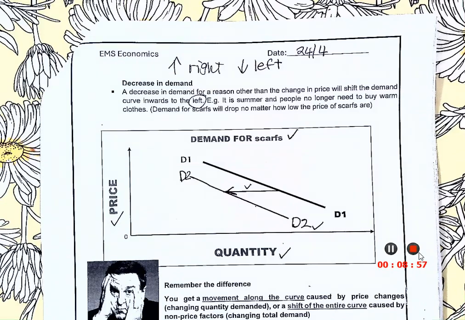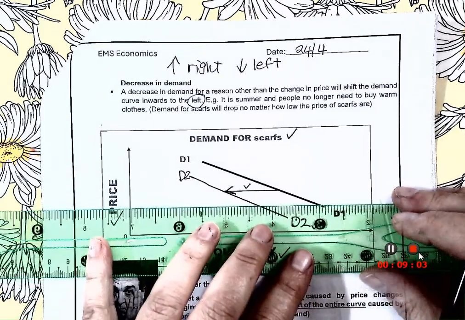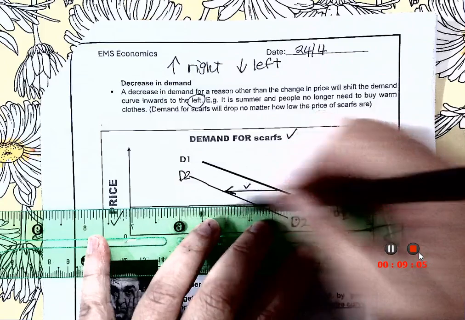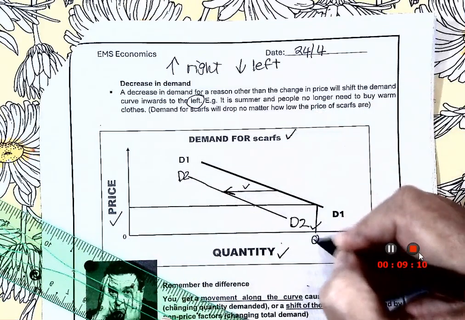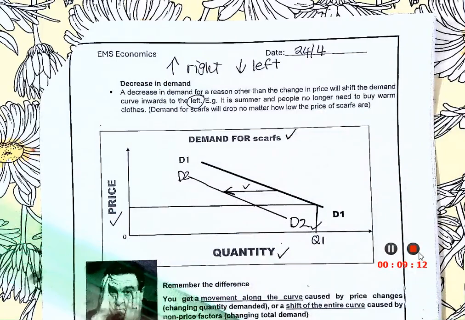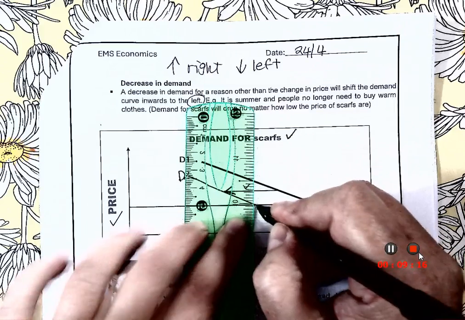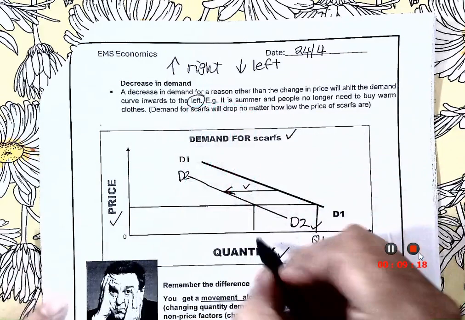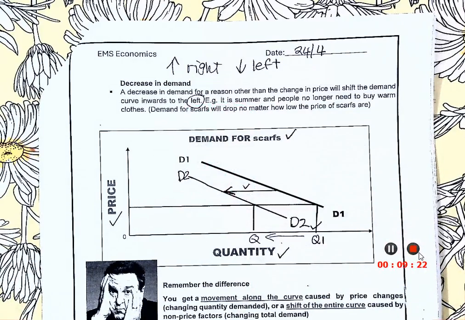And now let's see if this is true. If I say this is the price of a scarf, and here the quantity, but now it's summer, the price didn't change, but can you see the quantity is now decreasing? Is everybody with me?